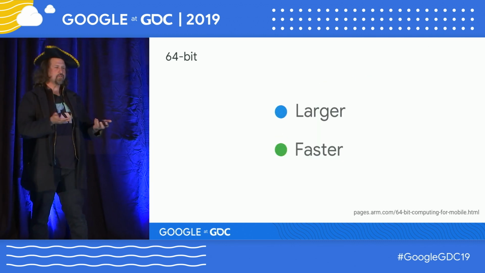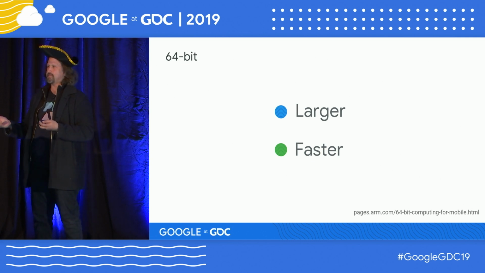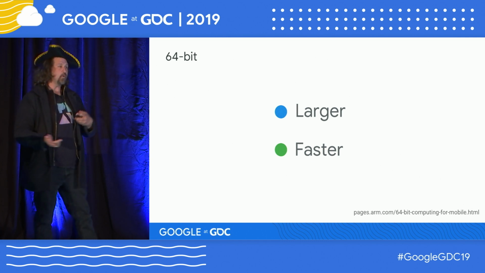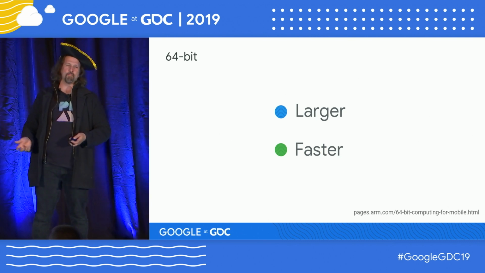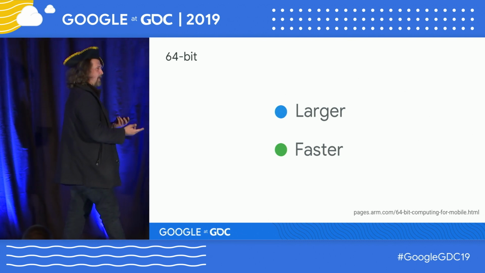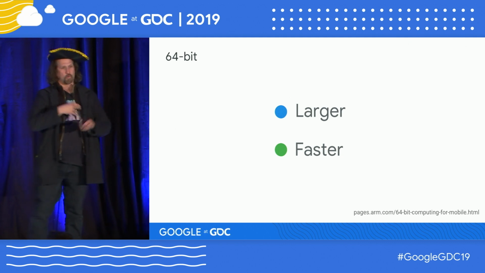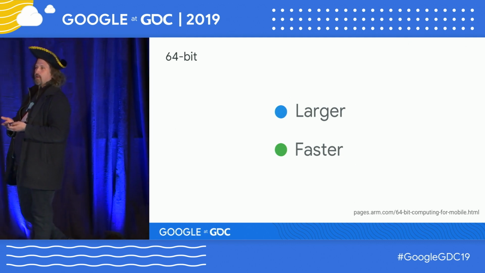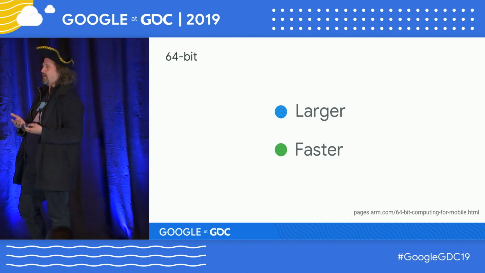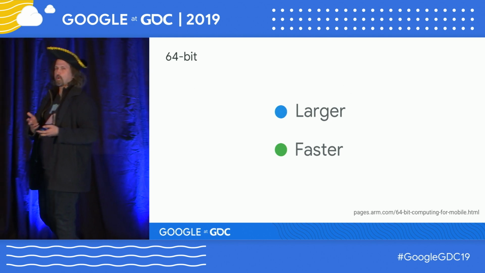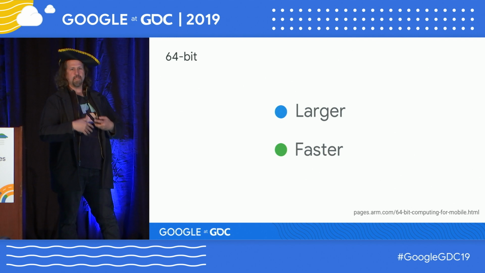So moving to 64-bit will actually make your APK size larger. But it will also typically make your game run faster, and there's lots of reasons for that. The 64-bit instruction set was actually designed for performance over things like code size, and it has double the registers, but more importantly, it supports double precision floating point in NEON code.